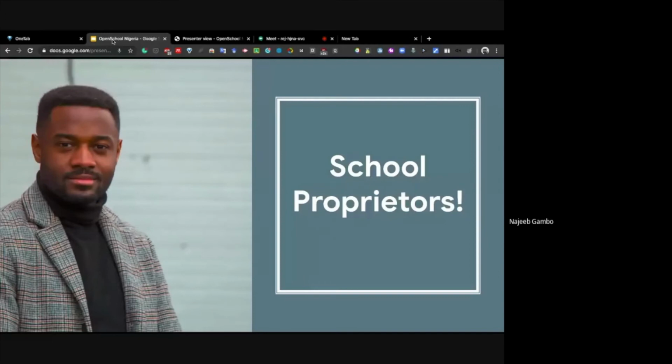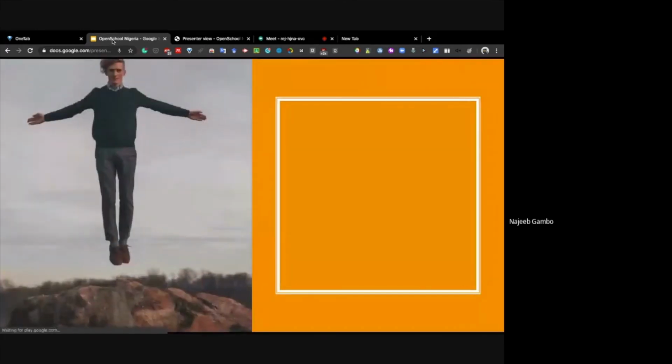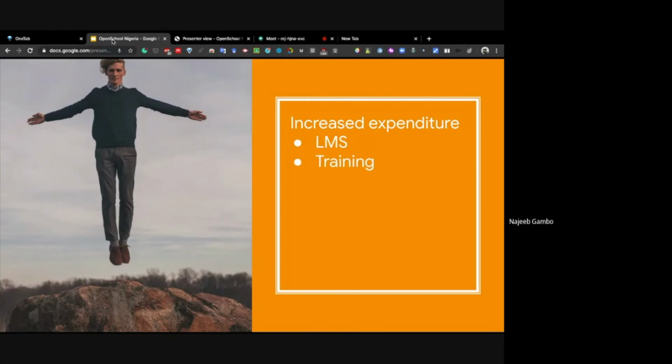Now, let's look at the school proprietors. What are some of the challenges when it comes to this? The first thing is increased expenditure. Because, for example, if you are a private school owner, when you are going to charge students, parents a tuition fee, you look at the books, you look at how to pay this, you build your school fees based on what you are going to do. But previously, they couldn't perform that. Now they have to buy a learning management system. They have to train students.